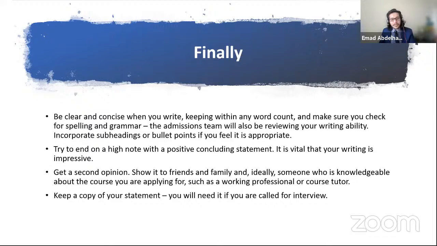So finally, be clear and concise when you write, keeping within any word count, and make sure that you check for spelling and grammar. The admission team will also review your writing ability, so be careful. Try to end on a high note with a positive concluding statement. It's vital that your writing is impressive. So get a second opinion as well and show it to friends and family, and ideally someone who's knowledgeable about the course you're applying for, such as a working professional or course tutor, and keep a copy of your statement for yourself. You will need it if you're called for an interview.